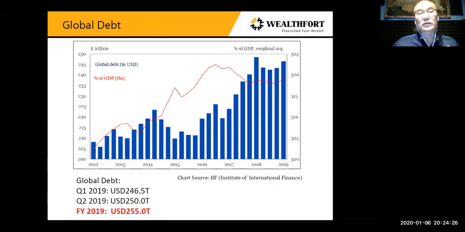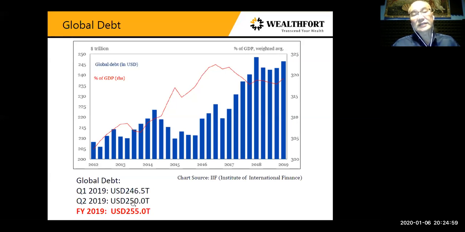So let's look at global debt. Now, this is the amount of global debt. I don't have the latest chart, but this chart was based on Q1 2019, sourced from the Institute of International Finance. In Q1, total global debt was 246.5 trillion.